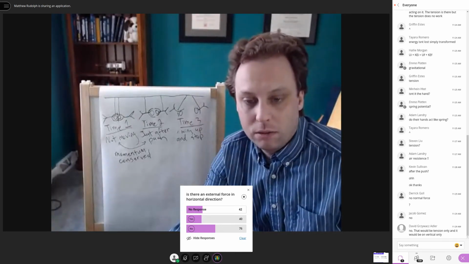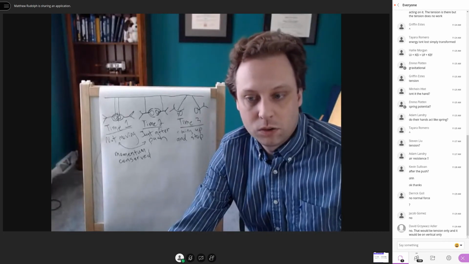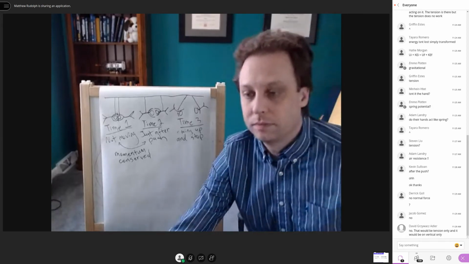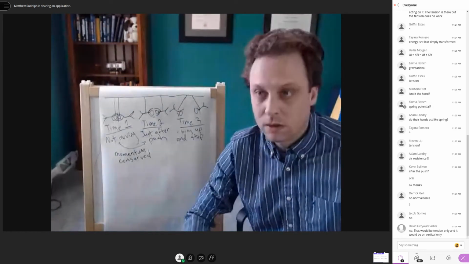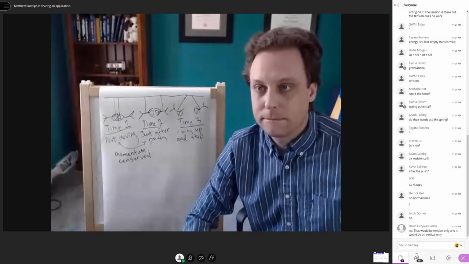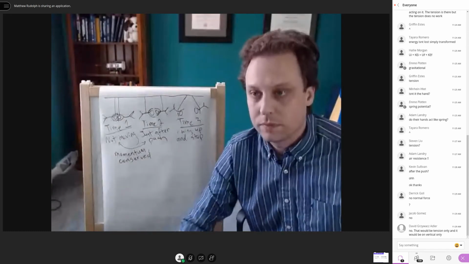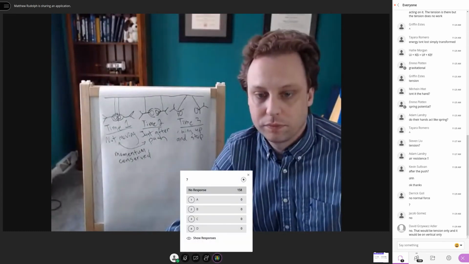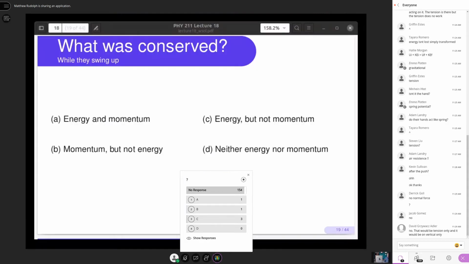Okay, let's think about now the other part. While they swing up, they've pushed off, they're not touching each other anymore. They go from being down here just after the push, they swing up, and they eventually come to a stop. So we're going to think about the time that somebody stops.